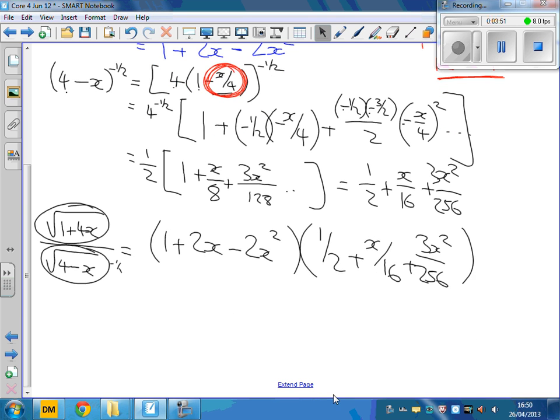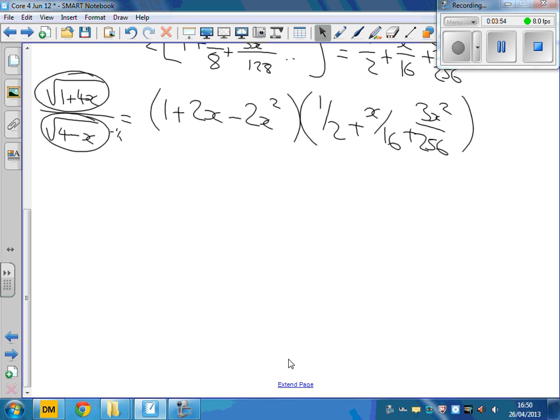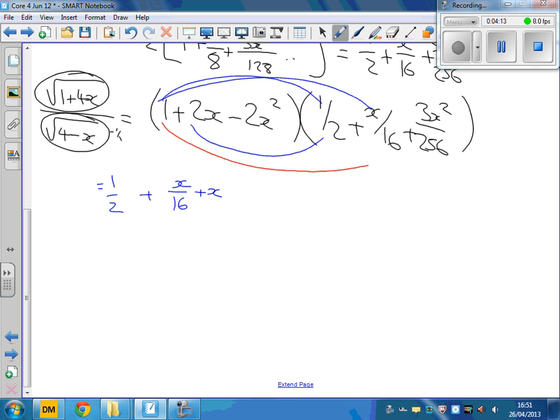Also, remember, we haven't got to do all of it. We've only got to do up to the x squared bit. So we've just got here to start with 1 times a half, we're getting a half. There's the first bit. Then we've got our x term here. So we've got x over 16 from that bit there, and the other bit there, we've got another x, haven't we? 2x times a half, we've got another x. Let's change colour for the other bit. We've then got 1 times the bit on the end, 3x squared over 256, and then we've got the 2x times that bit there, which is 2x squared over 16, and finally we've got that bit there. That's a minus another x squared.